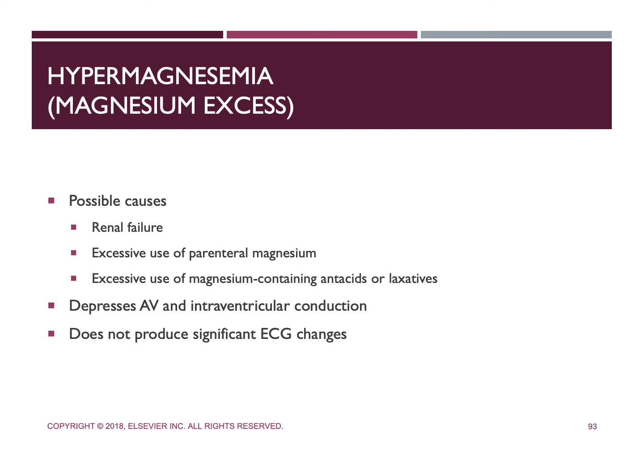Now, what we may see is the patient may present with drowsiness, flushing, hypotension, decreased rate and depth of breathing, diminished deep tendon reflexes, and hypermagnesemia depresses the AV and intraventricular conduction. So with hypermagnesemia, it does not produce significant ECG changes.